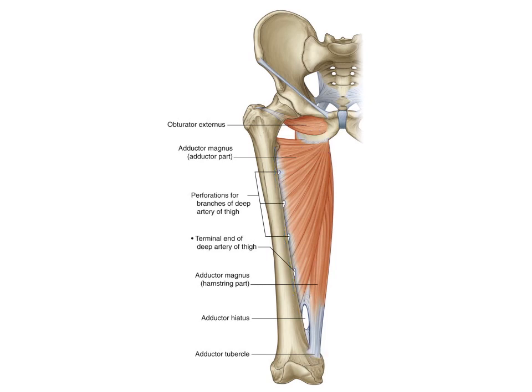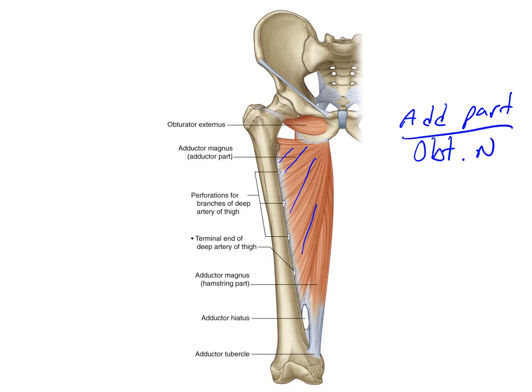The adductor part is the lateral and larger portion of the muscle made up of obliquely oriented fibers that attach to the shaft of the femur. As an adductor, it's innervated by the obturator nerve. So the adductor part is innervated by the obturator nerve, like the other muscles in this compartment, minus the pectineus.